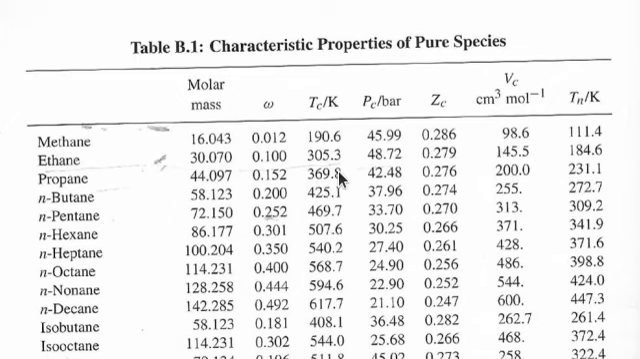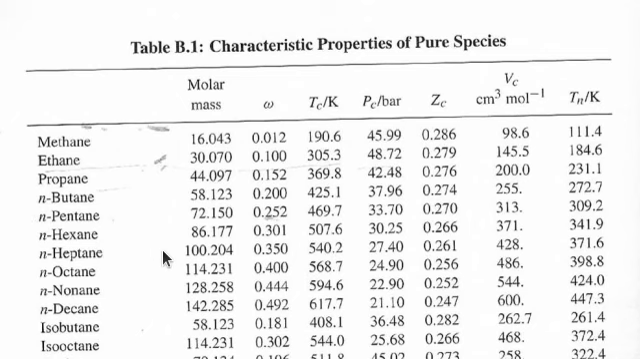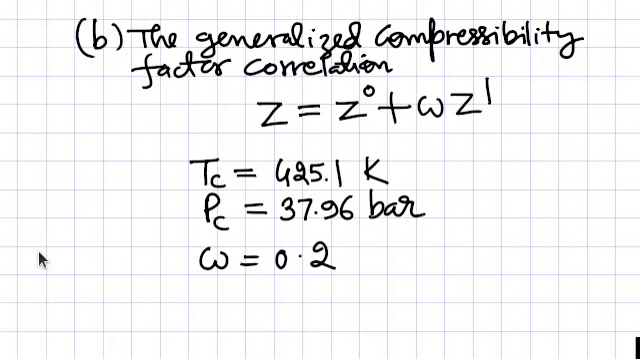This is the table, characteristic properties of pure species, Table B.1, page 680, and here you will find normal butane. This is normal butane gas, and you can see here that its eccentric factor is 0.2, critical temperature is 425.1, and critical pressure is this. So we will note this data. This is the data I have noted down from that table. There is no problem in that.